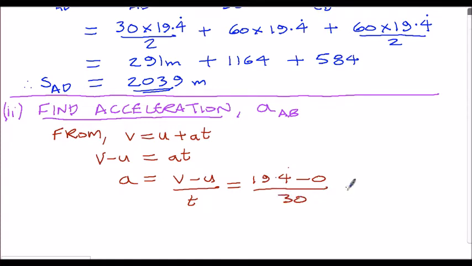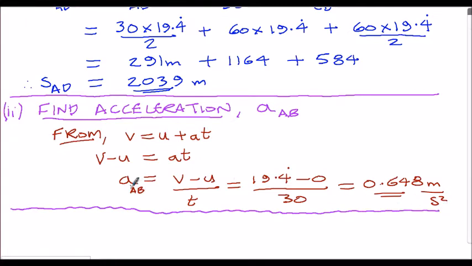So again, make sure you put the values into the equations, and I get a value here of 0.648. The units, of course, don't forget for acceleration, meters per second squared. Perhaps I can let you now have a go at the deceleration, which will be from C to D in your diagram. So find the deceleration.